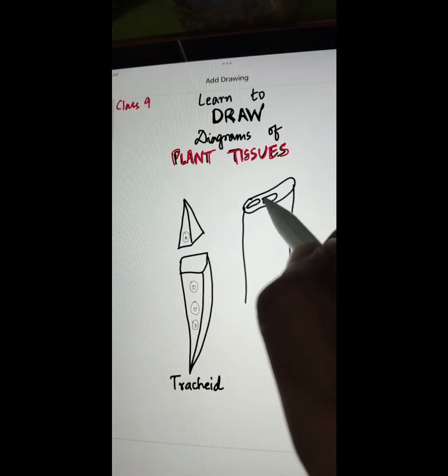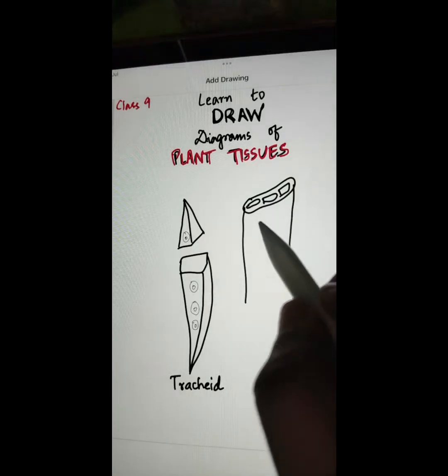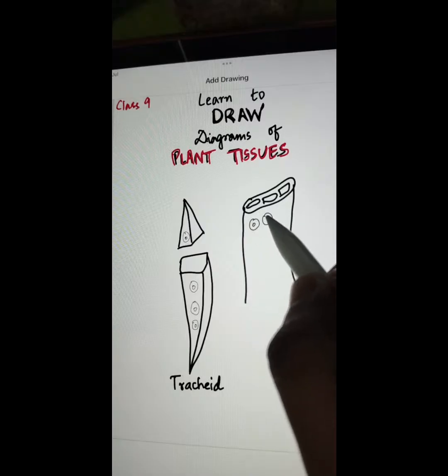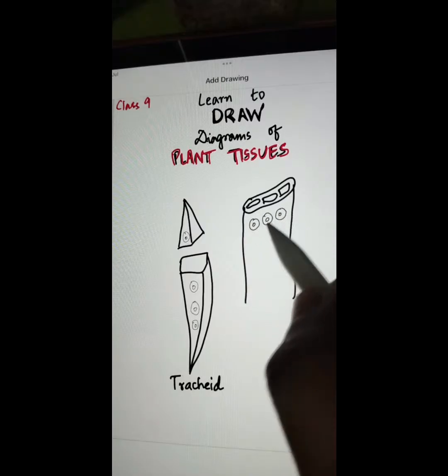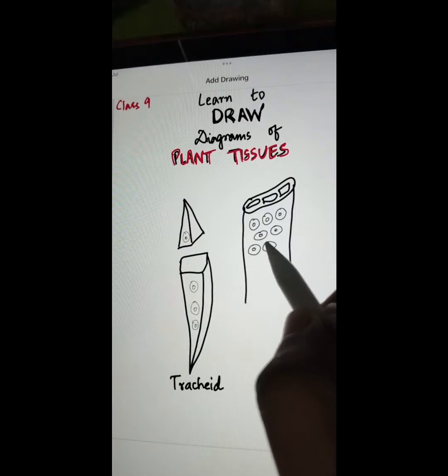So pits are the areas where the thickening material will be less. In case we are talking about thickening, here the thickening would be lignin, because tracheids and vessels, they both are the dead components of a plant. So the more their number is, the more will be the mechanical strength in a plant.